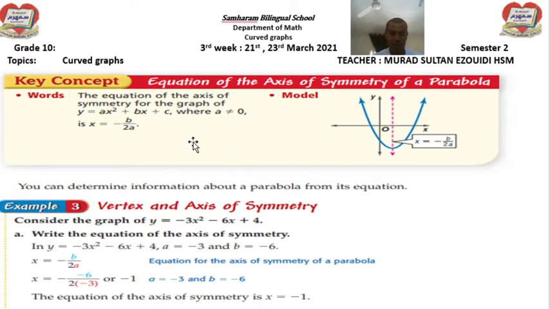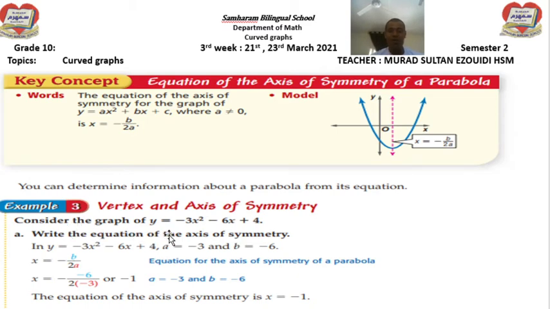Now my learners, you can determine information about a parabola from this equation: vertex and axis of symmetry. You saw before the meaning of vertex, turning point. The curve has a minimum point or maximum point according to the coefficient of x squared, or according to the sign of a. If it is positive, it's a minimum. If it is negative, it's a maximum, and so on.